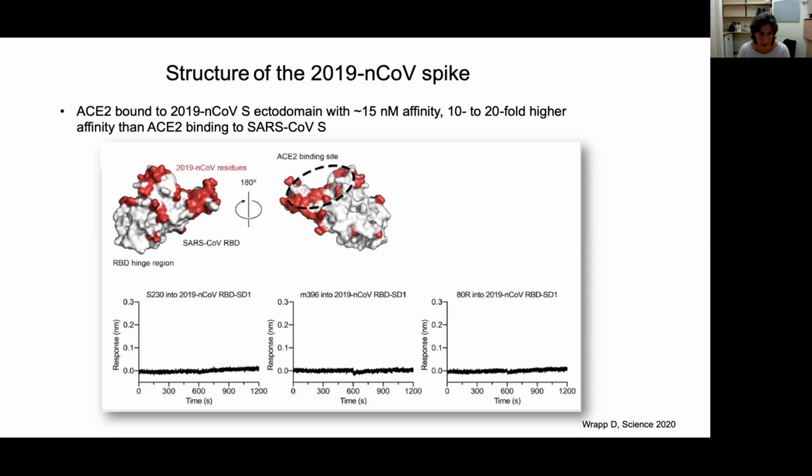And in this paper, they actually found that the new SARS protein has a 10 to 20-fold higher affinity to the ACE2 receptor, which it shares with the old SARS coronavirus. Which might explain the fact that it's more infectious or spreads more rapidly.